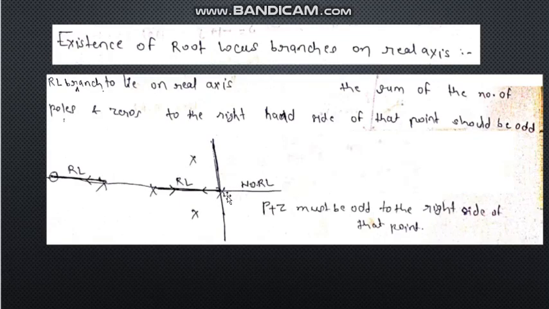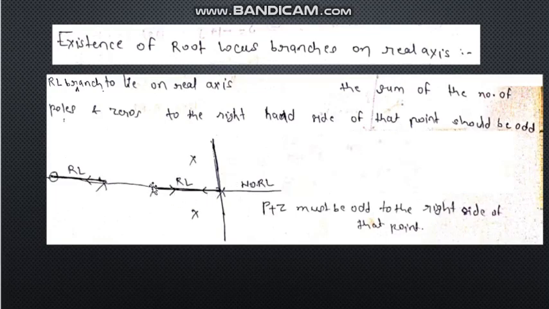Suppose you have to check the right hand side of the origin. You have to put your finger on the origin, and now calculate the sum of the number of poles and zeros to the right hand side of that point, which is 0. Here no poles and zeros are there, that's why the sum is 0. 0 is even, so no root locus will be there. The sum should be odd.